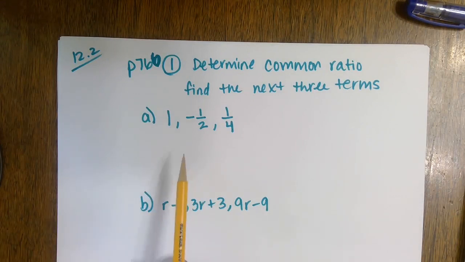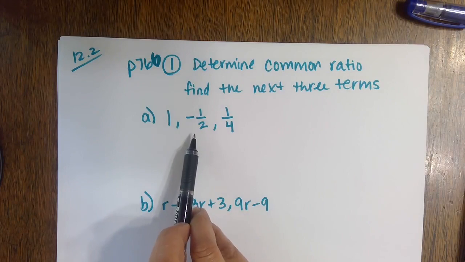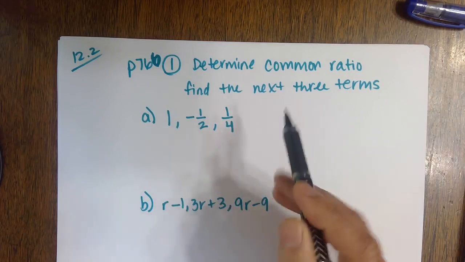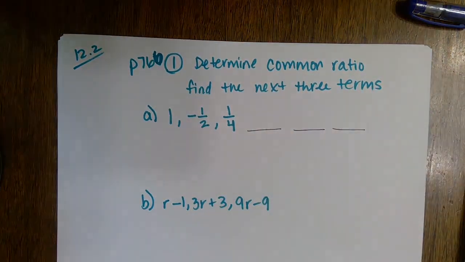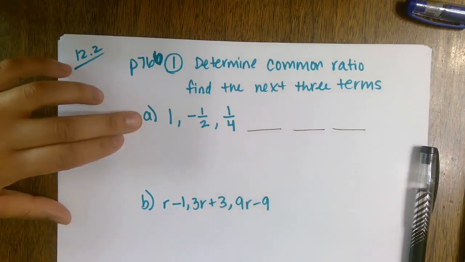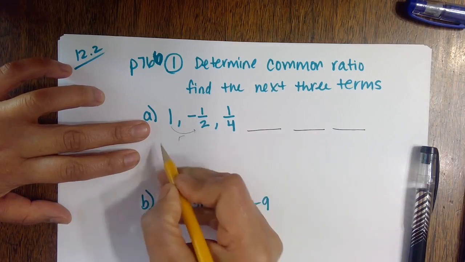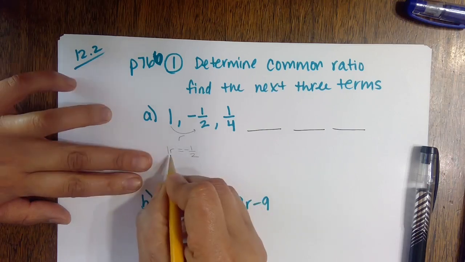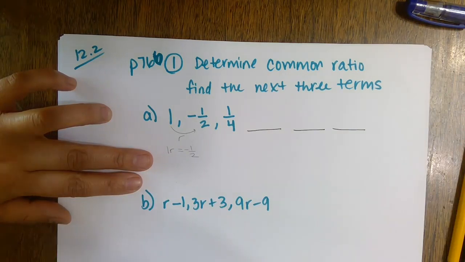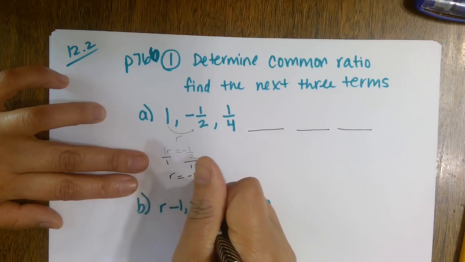Again, you can use a formula or just think about it. So in this case, you probably already know that to get from 1 to -1/2, you're multiplying by -1/2. So your common ratio is -1/2. Now, if you didn't know that, and this is really important, think about it this way: 1 times something will give you -1/2. So 1 times r is going to equal -1/2. If you're solving for r, you would divide -1/2 by 1. So r is equal to -1/2.